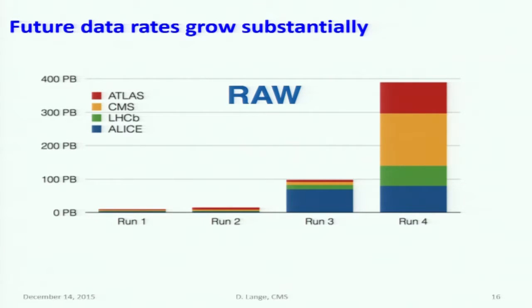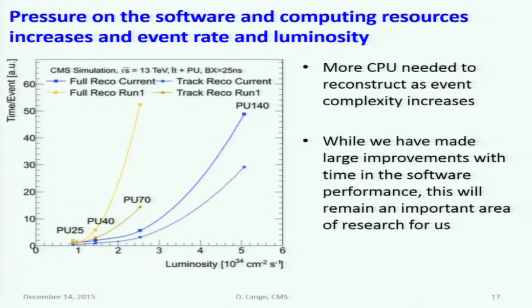This is just a cartoon that shows the data rates and how they're going to grow through time. Run 4 is about 2026, and you can see CMS in the yellow, that our data rates will grow by a factor of 20 or more on that time scale. So while there are lots of interesting computing problems today, we have a big challenge coming in about 10 years for our experiment, being able to calculate through all of that data.